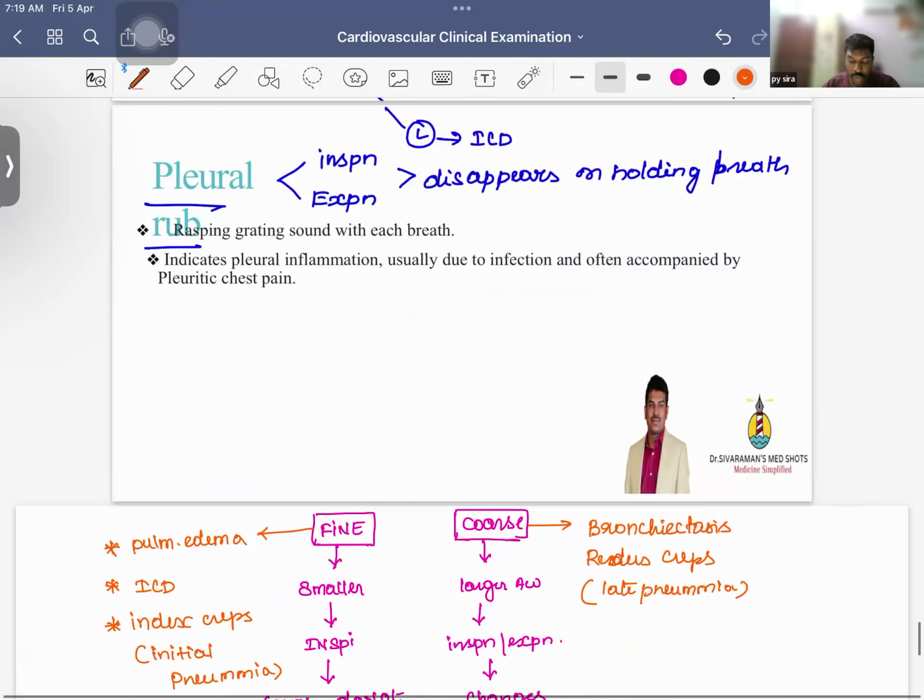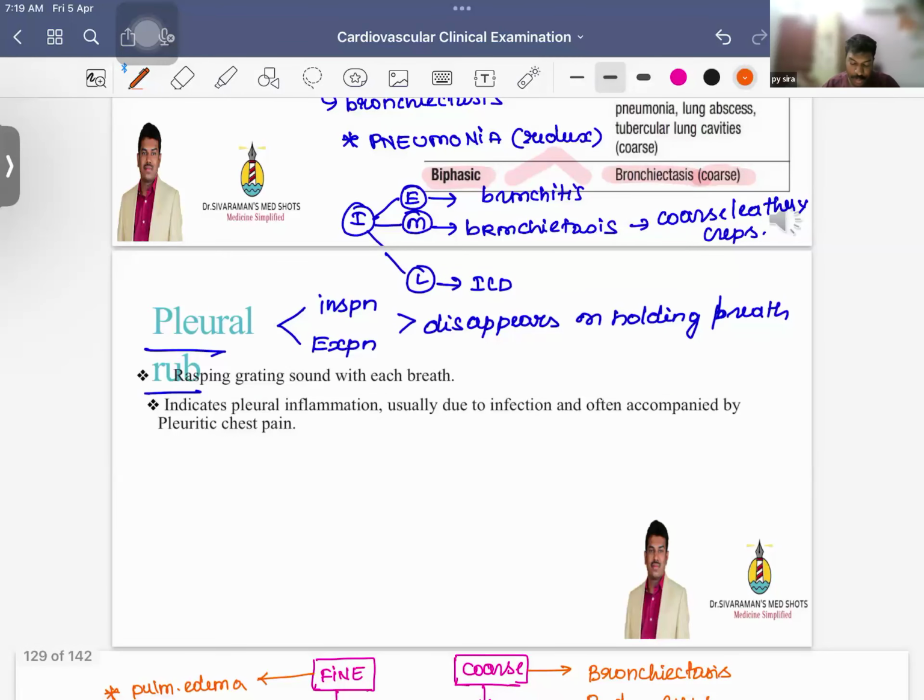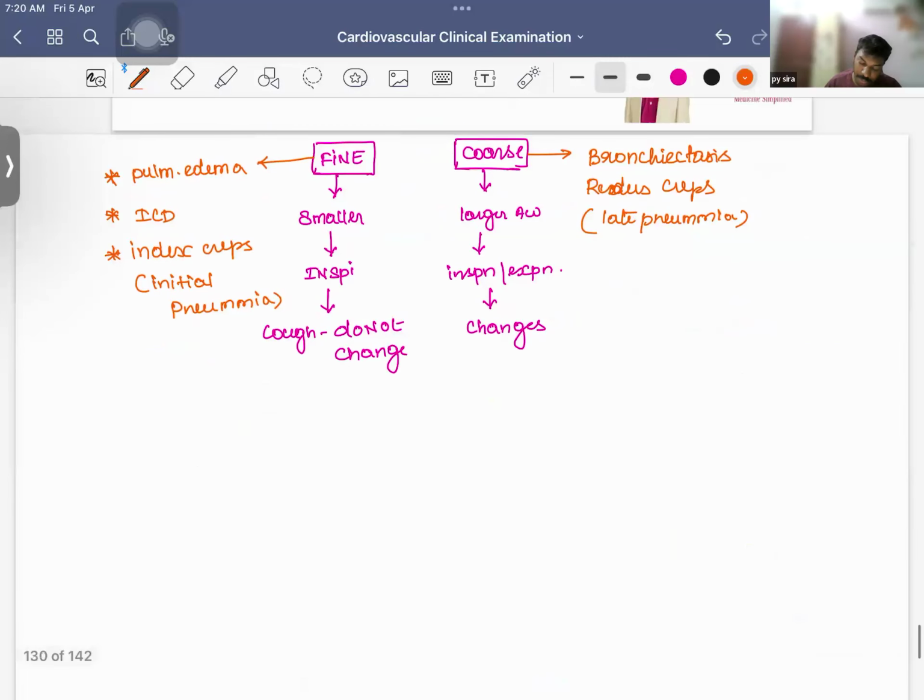Next is pleural rub. Any pleural inflammation will give a pleural rub. Whenever you hold the breath, it disappears. That's one important point in pleural rub. Pleural rub, very, very important.